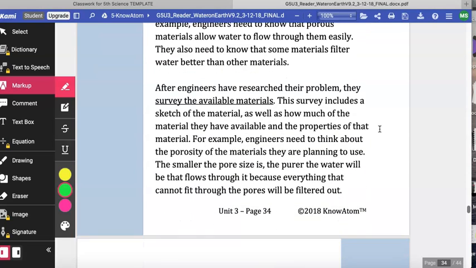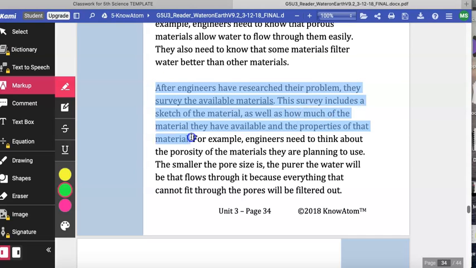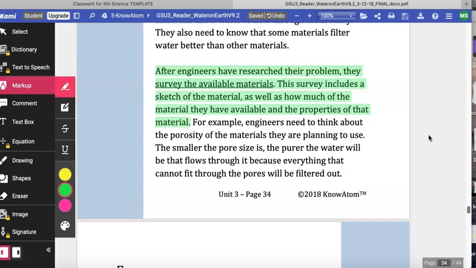After engineers have researched their problem, they survey the available materials. This survey includes a sketch of the material as well as how much of the material they have available and the properties of that material. For example, engineers need to think about the porosity of the materials they are planning to use. The smaller the pore size is, the purer the water will be that flows through it, because everything that cannot fit through the pores will be filtered out.